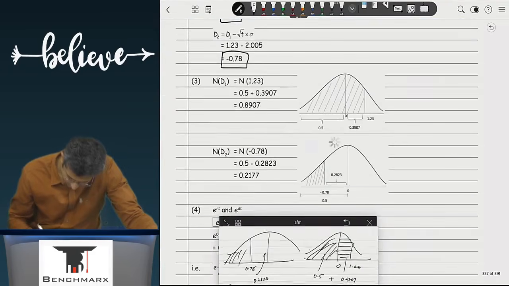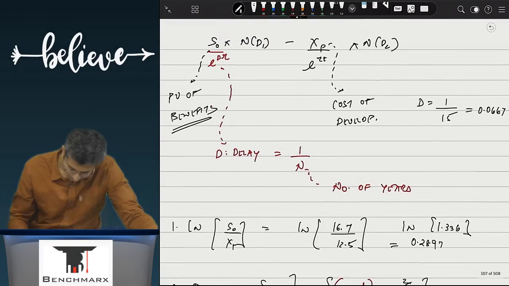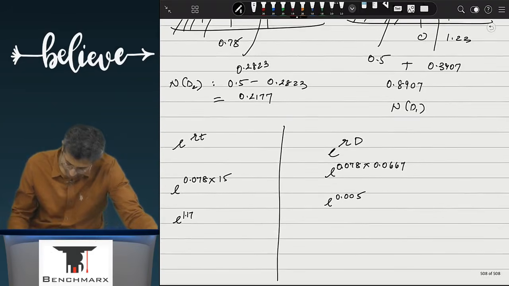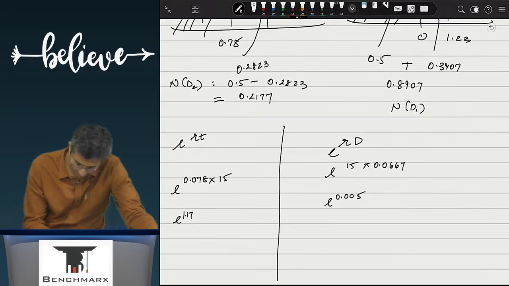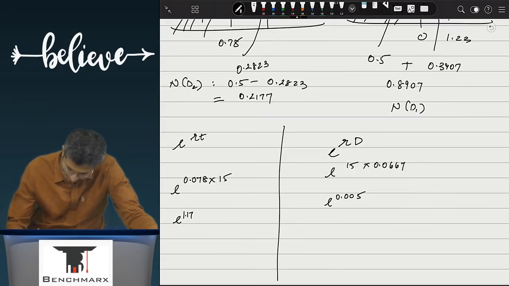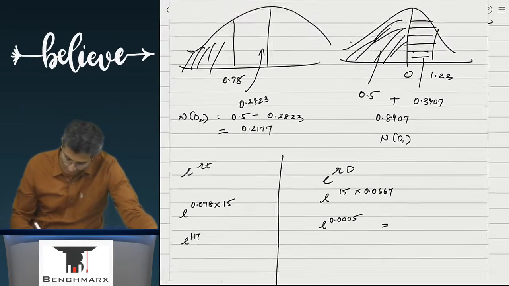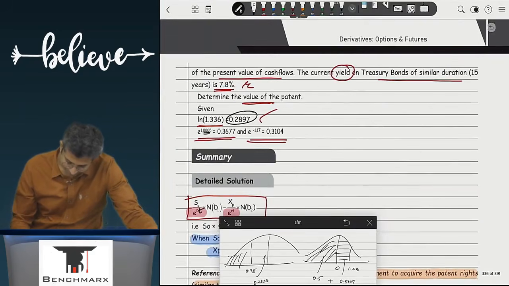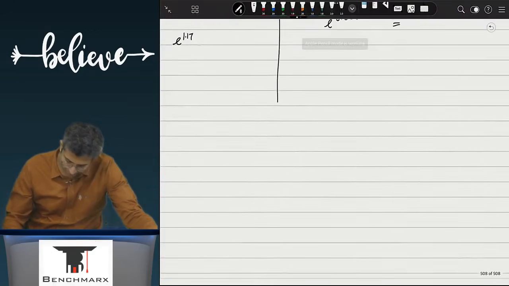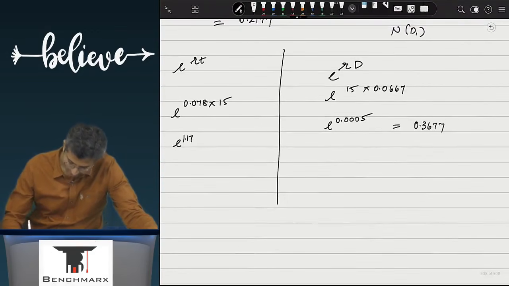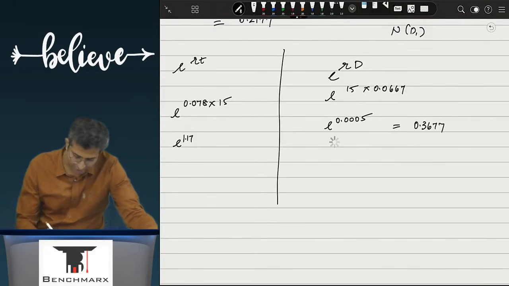So basically यहाँ पे भी अगर आपने लिखा रहेगा, this is dt. So if you take this into 15.0667 into 15, that's 1.0005. So this is e raised to 0.05. This is given to you how much? 0.3677 and e raised to 1.17.